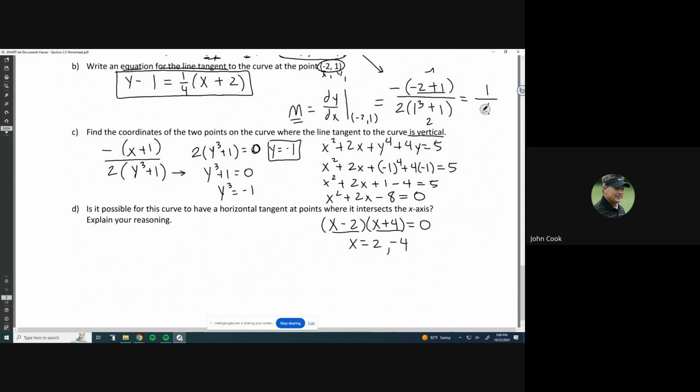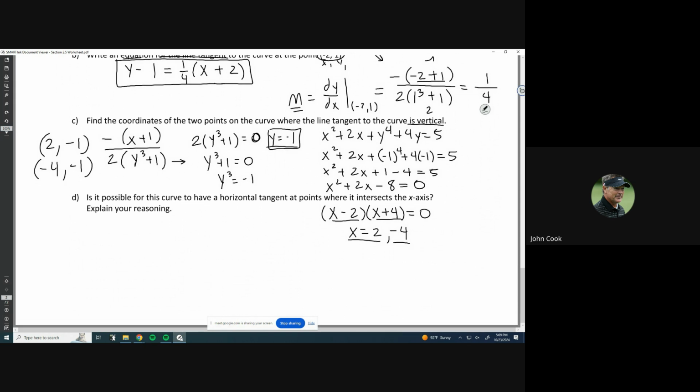Okay, so here are the coordinates that give me a vertical tangent. When my x value is 2, my y value is negative 1, so (2, negative 1). And then also when my x value is negative 4, my y value is also negative 1. So those are the two coordinates that work out for it.